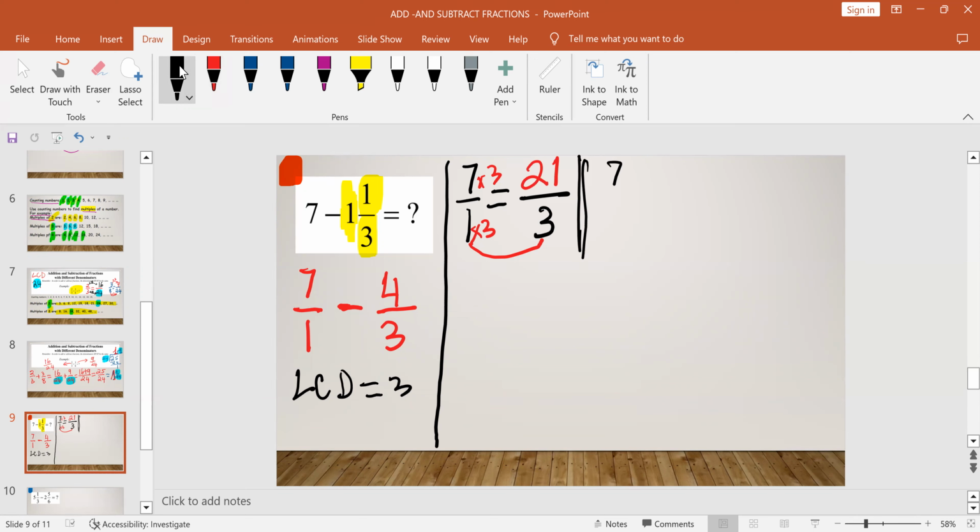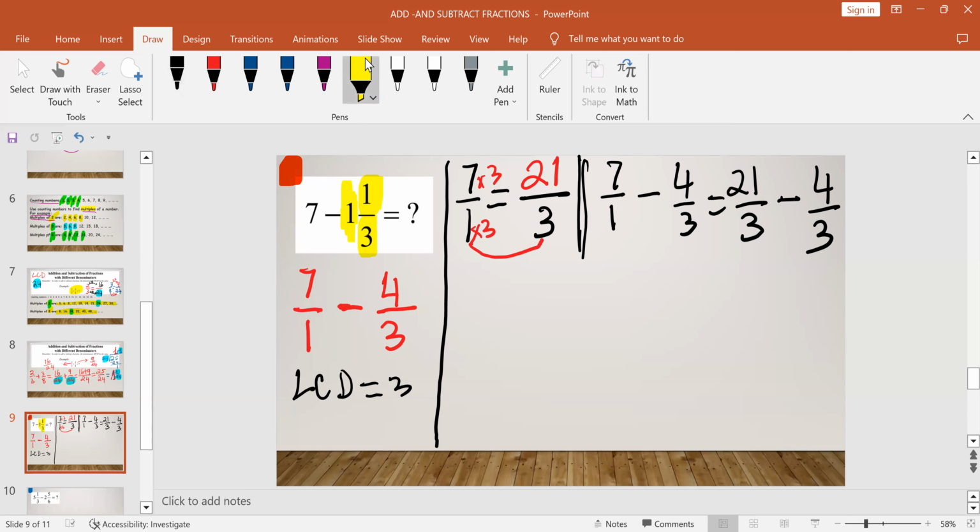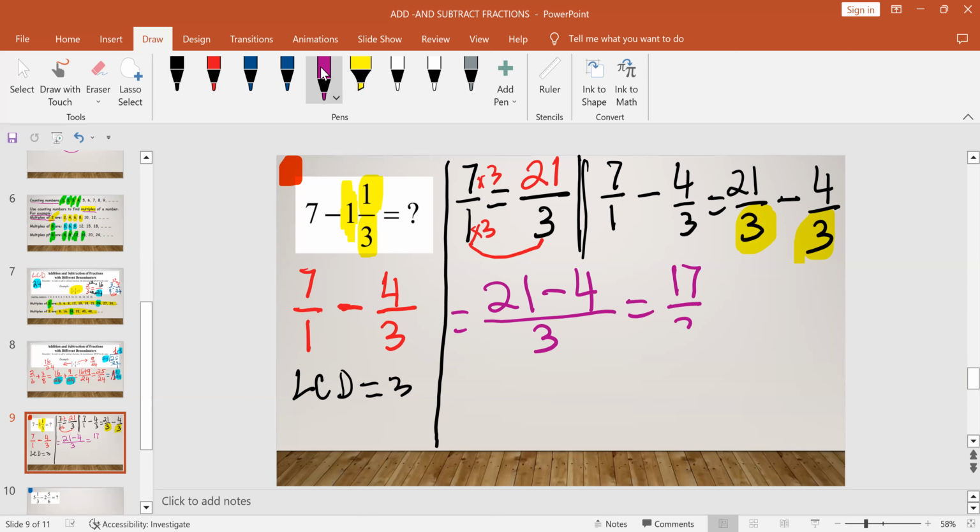So remember, we have 7 over 1 minus 4 over 3. This is the same as 21 over 3 minus 4 over 3. Okay, so for that, we now have the same denominators. So what we'll do is keep the 3 in the denominator and do 21 minus 4. The 21 minus 4 is 17. We have 17 over 3.